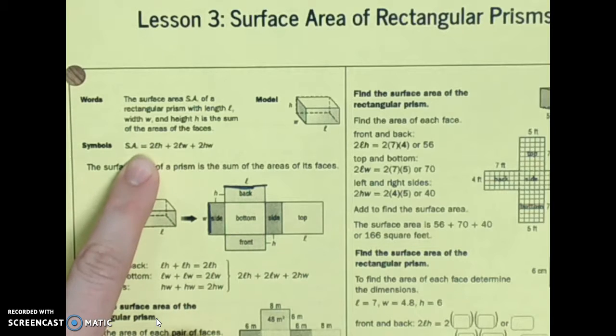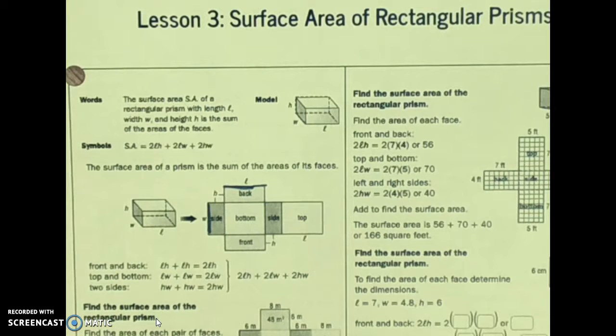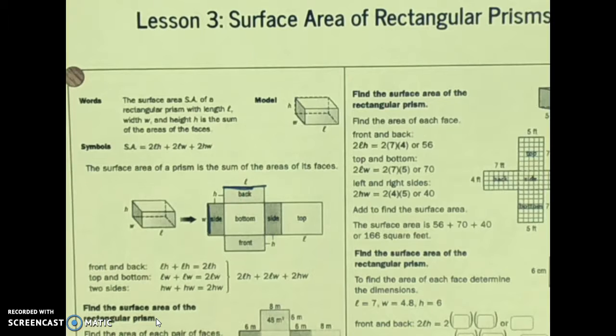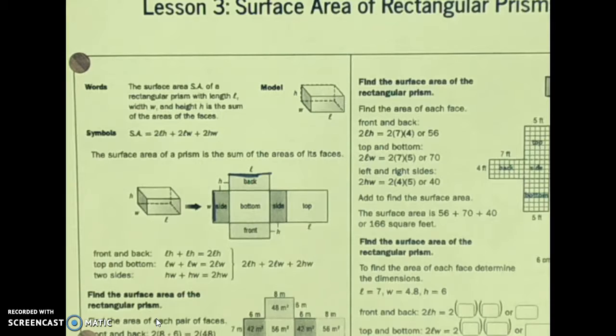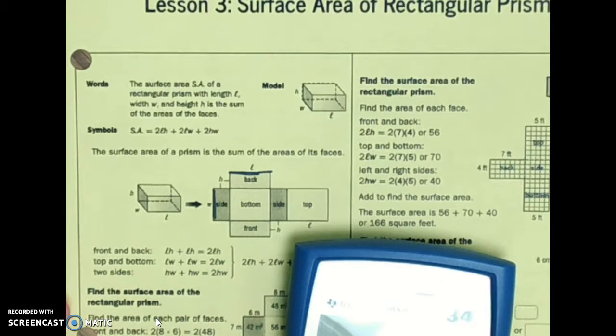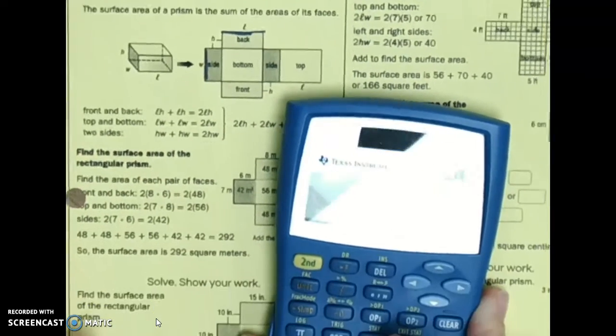The formula for it is surface area is 2LH plus 2LW plus 2HW. Don't worry, you don't have to memorize it because you'll get to use your notes on the test. But you'll probably have it memorized by the end of the chapter. Great thing about surface area is we get to use a handy-dandy calculator now to help us plug it in.